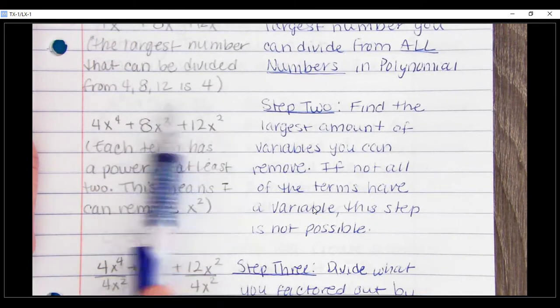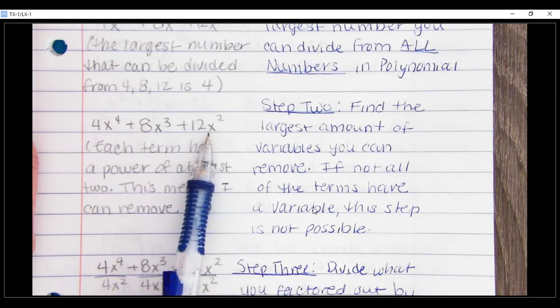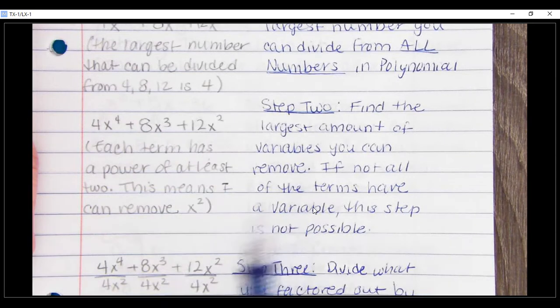So it really helps that if you see they all have variables with it, find the smallest power, and that's what you can take out. But if they don't all have variables, then you cannot do that.